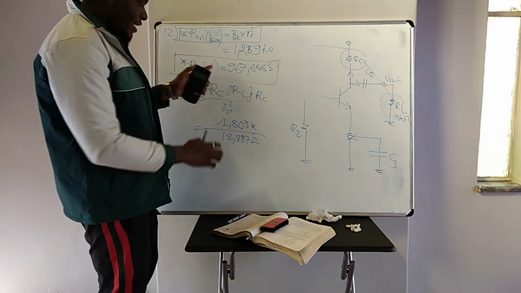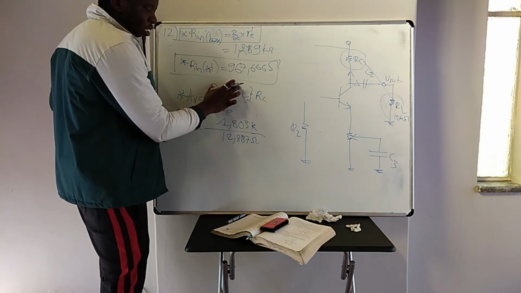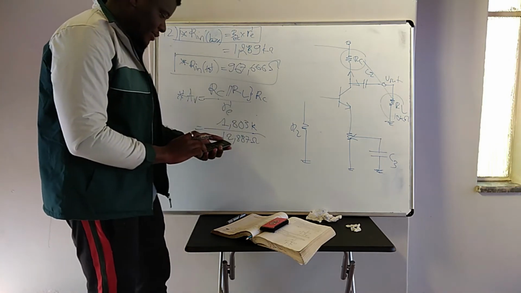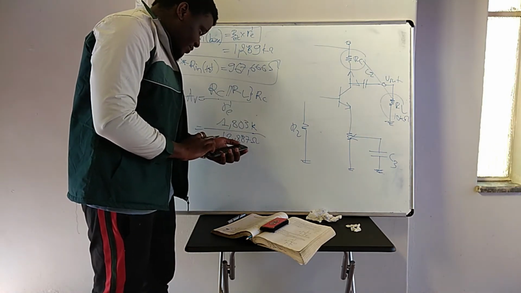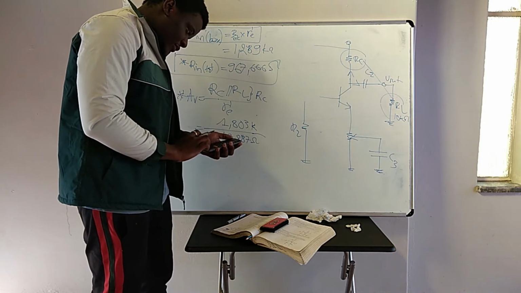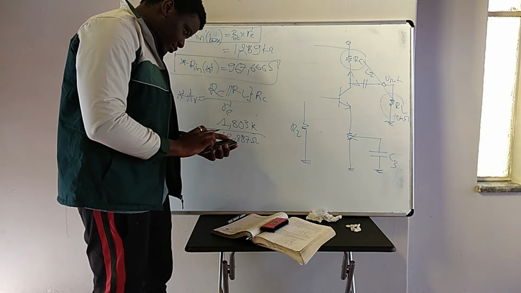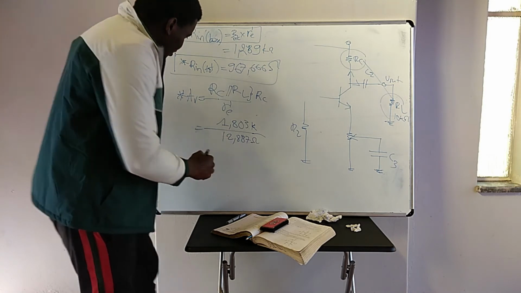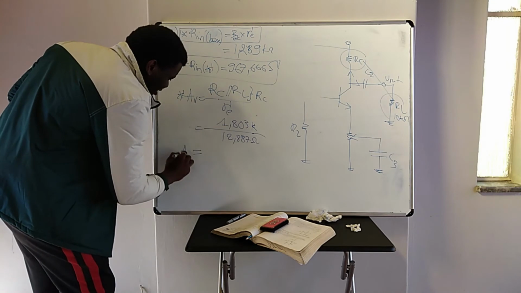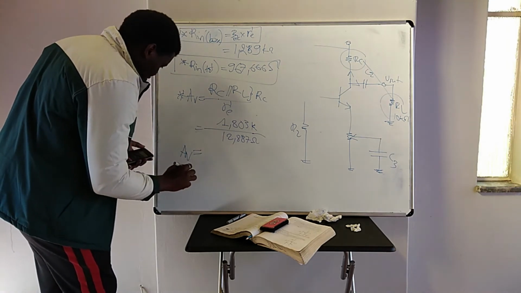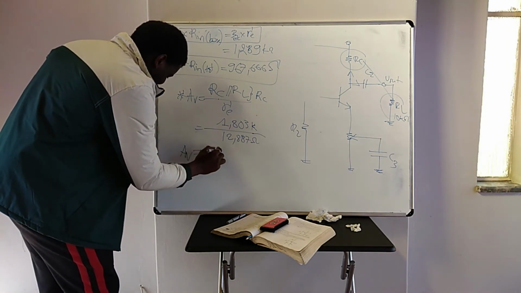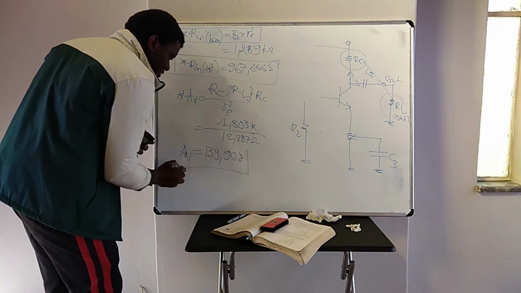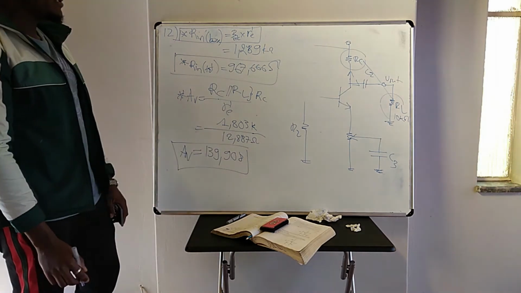I just calculated the parallel. This answer is the parallel of RC and RL. So I got this one and then I'm just pasting that. So now let's calculate. Now I got the voltage gain of 139.908. Use the voltage gain that I got in this question.